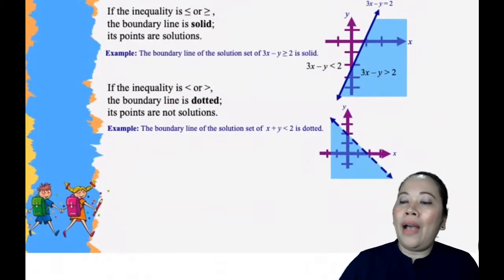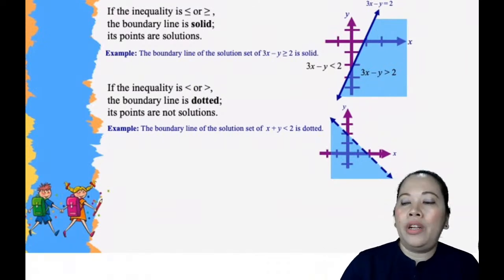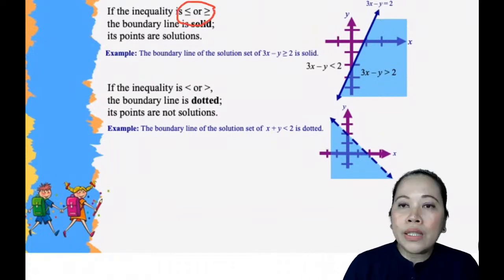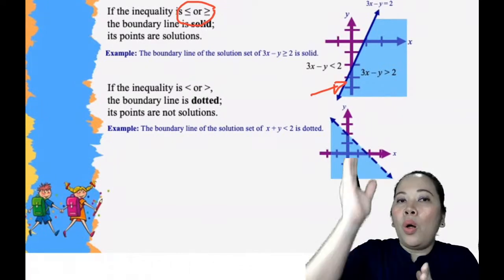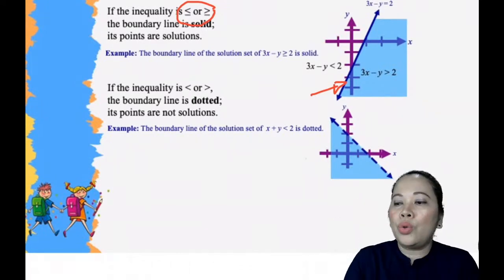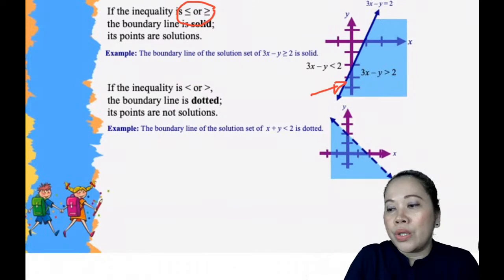The same as how we did with the number line for linear inequalities, if the sign of your inequality is less than or equal to, or greater than or equal to, the boundary line would be a solid line. That means all the points on that line, together with the shaded region, are the solution set.